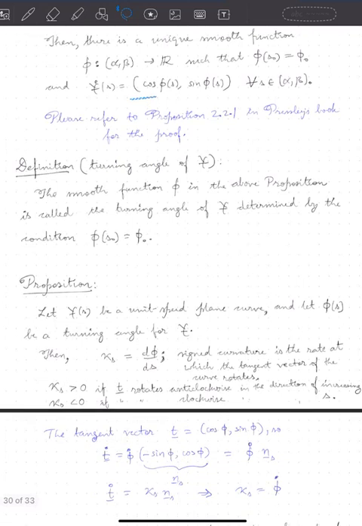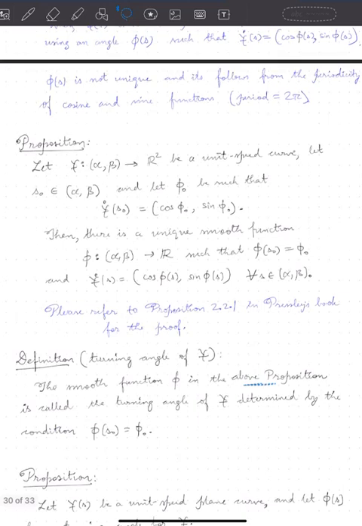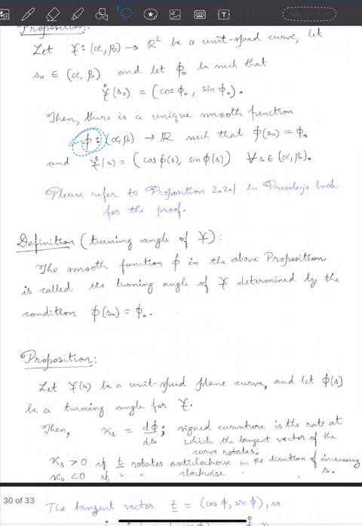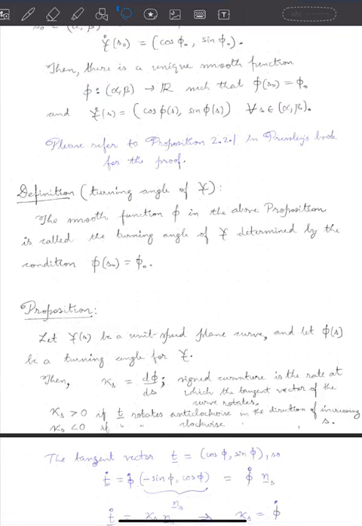Now, in order to define the signed curvature, we first introduce something called the turning angle of gamma vector. The smooth function phi in this proposition, which we have introduced, is also called the turning angle of gamma vector, and it's determined by the initial condition, which is phi at s equal to s naught is equal to phi naught.